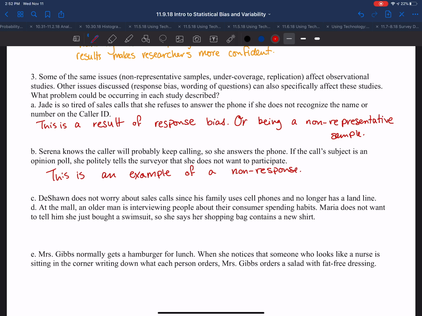Part C says, Deshaun does not worry about sales calls since his family uses cell phones and no longer has a landline. This one is actually, this is a PDF, so I can't do anything. So this is an example of, since households that don't have a landline can't be surveyed by the phone, this is an example of under coverage. So you're unable to even reach this person. So this one, we can say this is an example of under coverage.